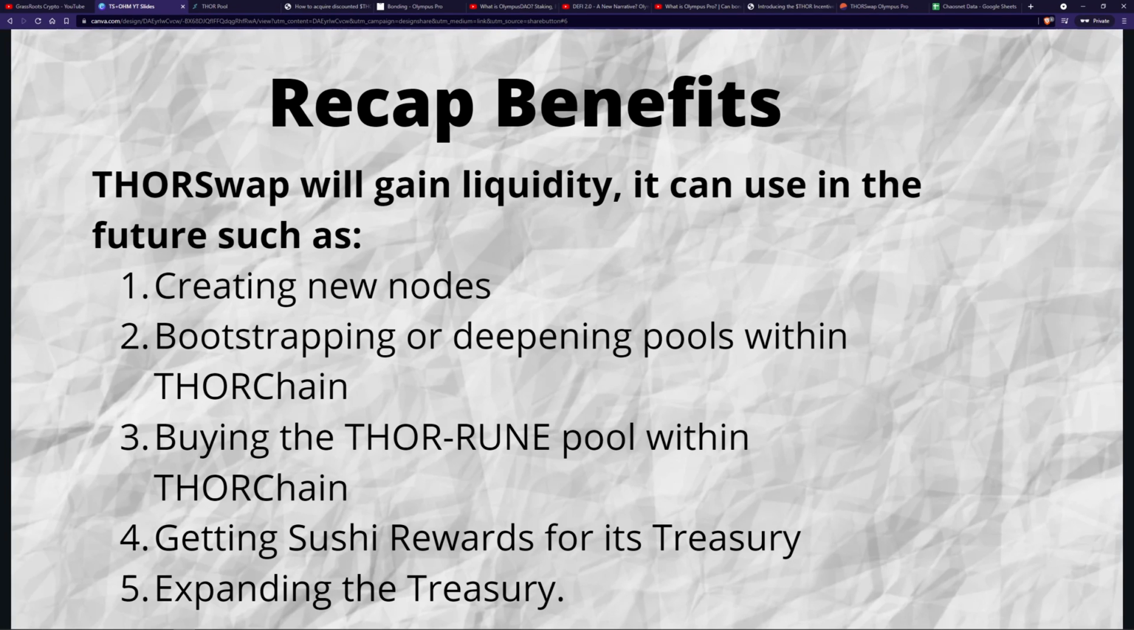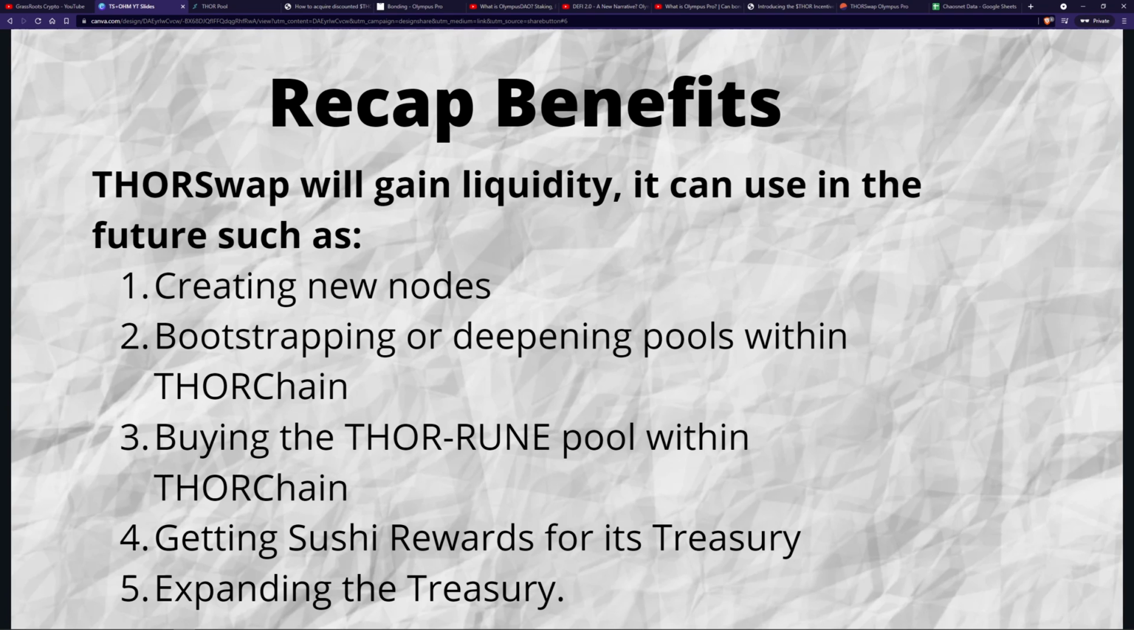THORSwap will gain a lot of liquidity because they will gain POL, or protocol owned liquidity, through its bonding, and it can be used in a number of different ways. So 1, to create new nodes, which they'll get the rewards from. 2, to bootstrap or deepen pools within THORChain. 3, to buy Thor rune pool within THORChain, and then get the sushi and onset rewards for its treasury. And lastly, to expand its treasury based off the tokens or LP tokens that it gets. So it certainly is a mutually beneficial scheme for THORChain and THORSwap.